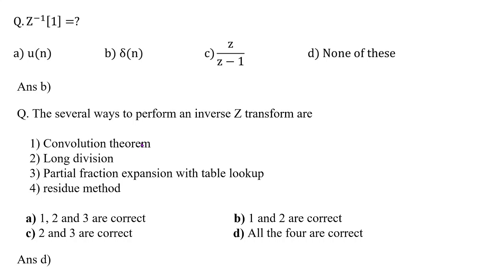Convolution theorem is applicable. Yes, we can perform the inverse Z transform operation by using the long division method. Then partial fraction is the universal method to find the inverse Z transform as well as the Laplace transform. Then we have the residue method also in addition. So all the 4 methods help us to get the inverse Z transform. So that is given in option number D, that is all the 4 are correct. So that's why option D is the correct one.